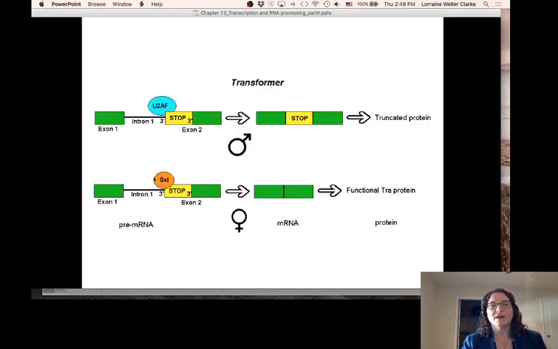So, again, if you have this part here, these transformers, these are little things that tell it, okay, cut here or don't cut here. These are other markers that come onto there. It creates a truncated protein versus a functional protein, and that can actually be different between male and female.